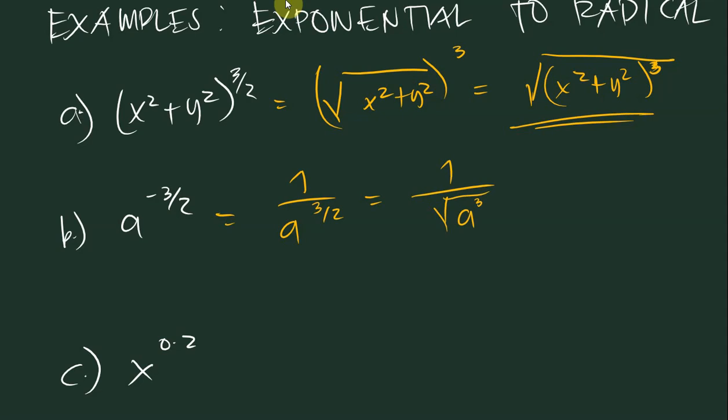For the last one, we have here x raised to 0.2. We know that 0.2 is also equal to 1 over 5. So we can write this as x raised to 1 over 5. And then we can finally write this as the fifth root of x. Okay, so that's it. Let's continue with more examples in the next video.